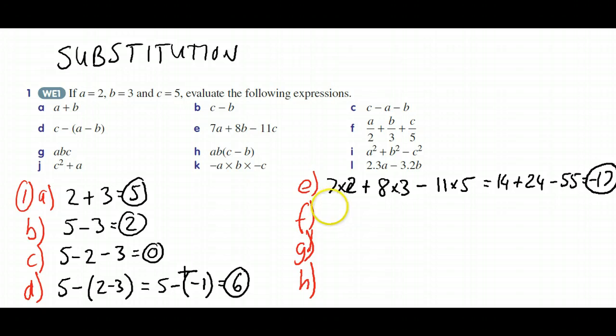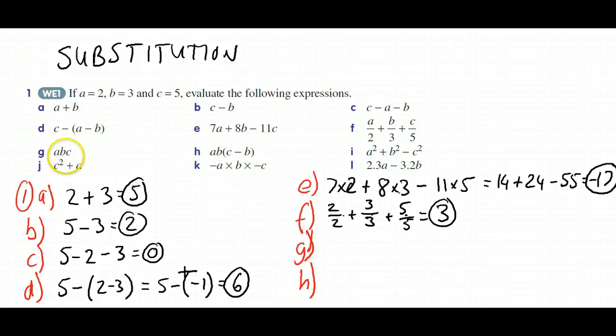Okay, for the next one we've got a over 2, so that becomes 2 over 2, and we've got b over 3, which becomes 3 over 3, and c over 5 becomes 5 over 5. Notice in each case all I've done is just replace the letter with the number that was given to me at the start. That's all you've got to do, and once you've replaced those, then you can simplify it. Each of these becomes 1 over 1, so 1 plus 1 plus 1 equals 3.